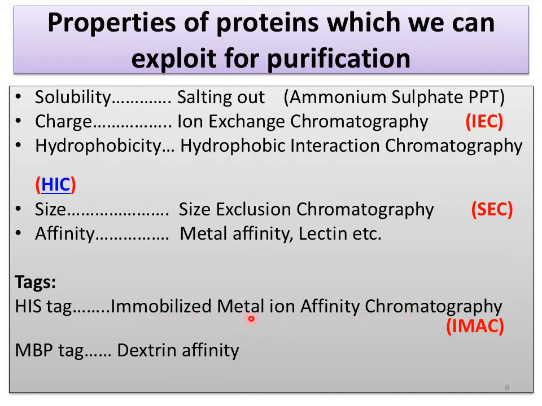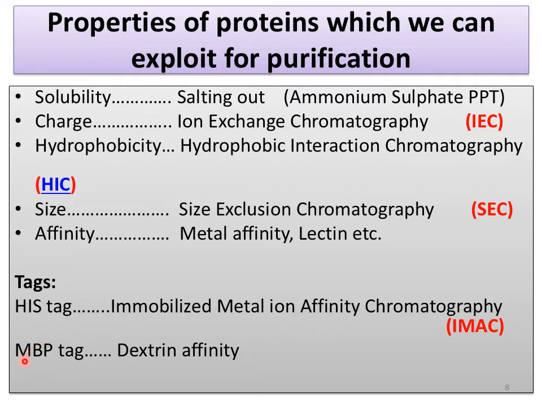That is, the metal ions are immobilized onto the stationary phase, and the proteins containing the his tag have a binding affinity to that stationary phase. Other proteins which do not have the his tag on them won't be able to bind to this column. Hence, in this manner, only the protein which contains the his tag will bind to the stationary phase and therefore could be separated. Other proteins will not bind.